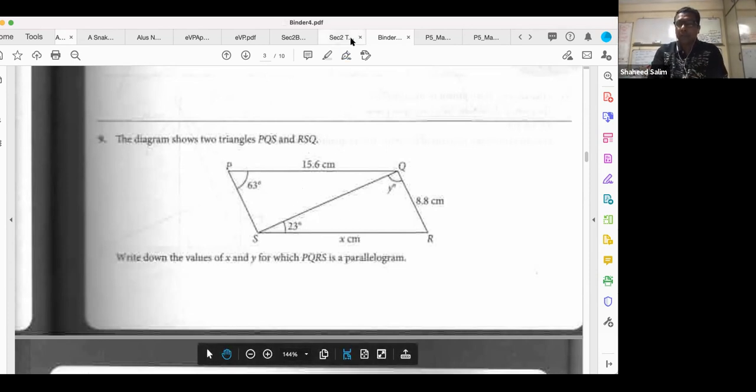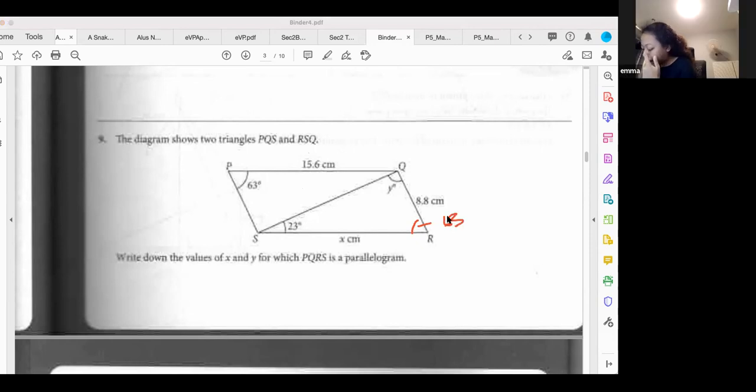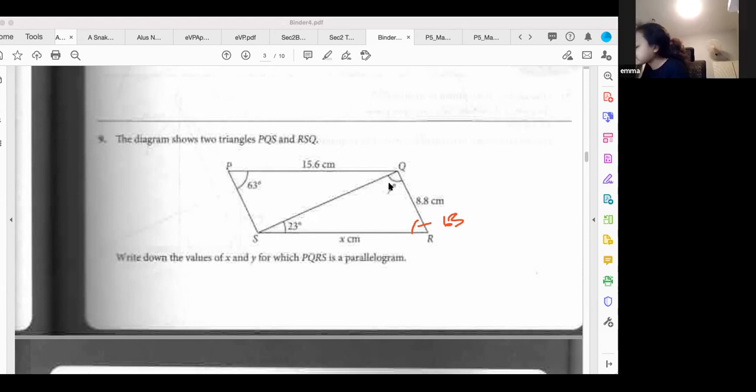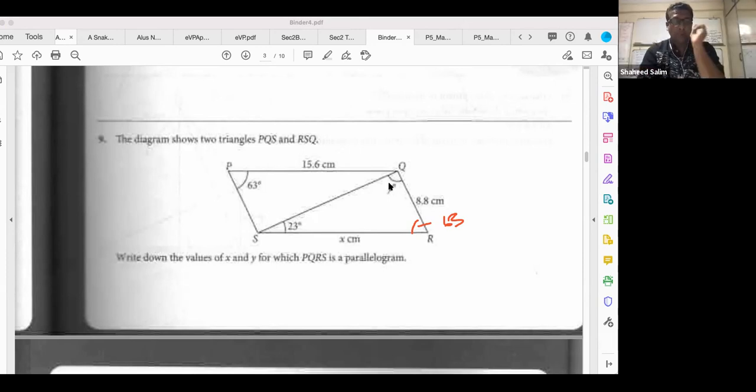Opposite angles of a parallelogram are equal, right? So this is 63. These three add up to 180. 94. Okay, good.